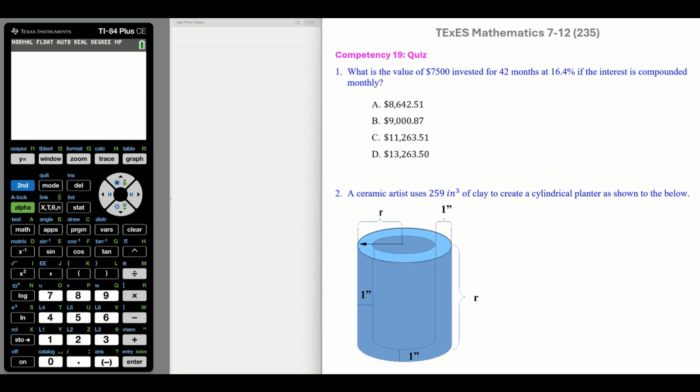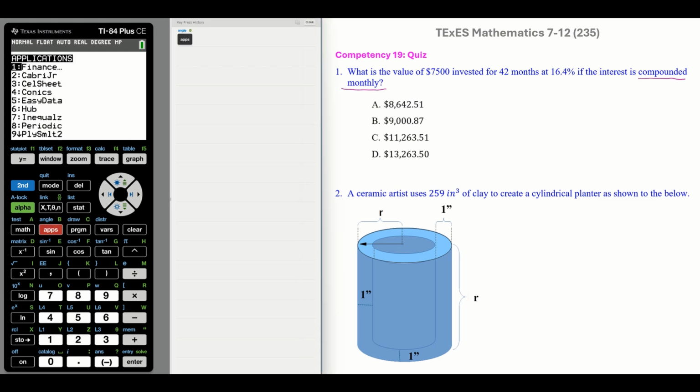Number 1, what is the value of $7,500 invested for 42 months at 16.4% if the interest is compounded monthly? Okay, the fact that it says compounded monthly tells us we can use our calculator, meaning our applications. So push apps, and we want number 1. It's already highlighted. Push enter. And also, our solver is highlighted.